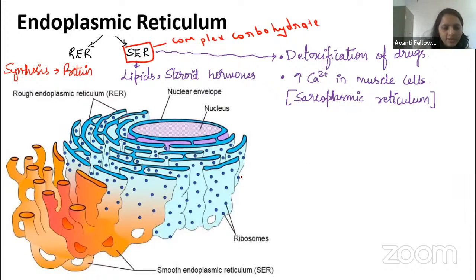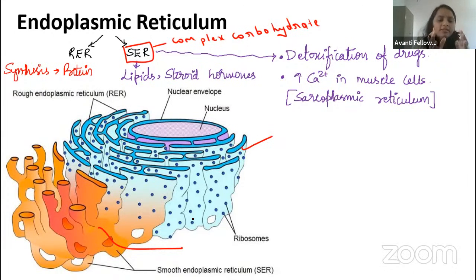Okay, guys, here you can see the structure. Here the endoplasmic reticulum has ribosomes. Here the endoplasmic reticulum does not have ribosomes. These are involved in protein synthesis, and these are involved in lipid synthesis. And one more important function of the endoplasmic reticulum, I will tell you.